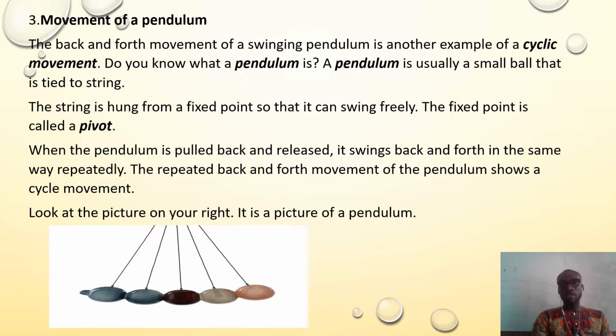So a pendulum is usually a small ball that is tied to a string. The string is hung from a fixed point so that it can swing freely. The fixed point is called a pivot. When the pendulum is pulled back and released, it swings back and forth in the same way repeatedly. The repeated back and forth movement of the pendulum shows a cyclic movement.